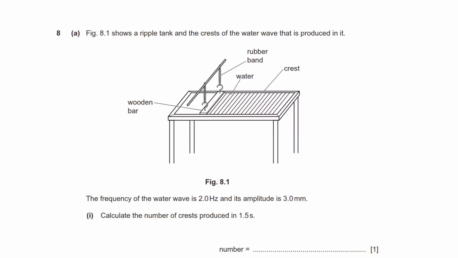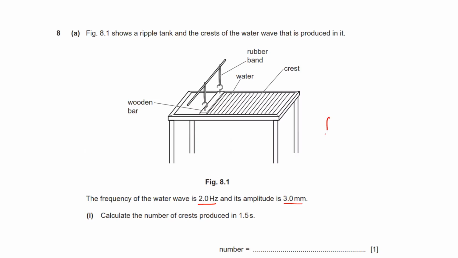Question number 8, part A, shows figure 8.1, a ripple tank and the crest of the water wave that is produced in it. There is a wooden bar over here, attached to a rubber band, and it is vibrating up and down, generating waves in the water, and crests and troughs are seen. The frequency of the water wave is 2 hertz, and the amplitude is 3 millimeter. Calculate the number of crests produced in 1.5 seconds.